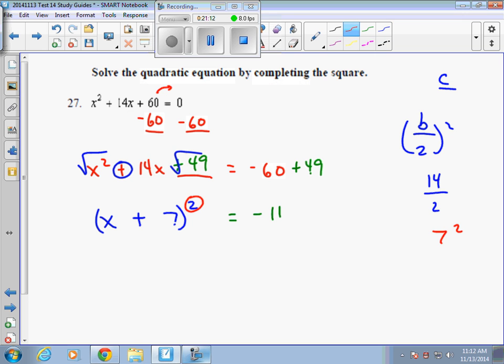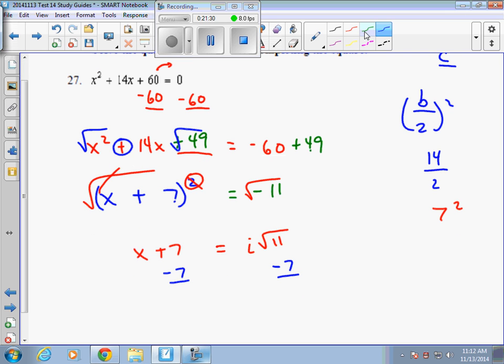Get rid of squaring something by taking the square root. If you do it there, do it here. X plus 7 equals i times the square root of 11. Remember, you have to get rid of that negative. So the last thing you have to do to solve it, subtract 7 on both sides. And if we write it in a plus bi form, x is equal to negative 7 plus or minus the square root of 11 times i.